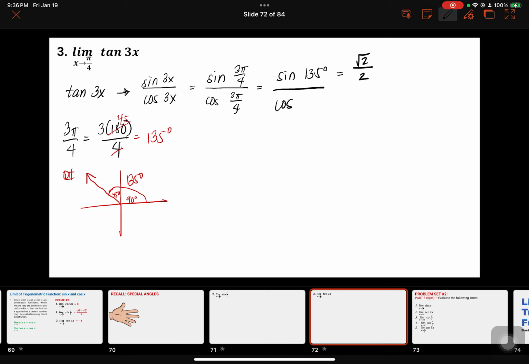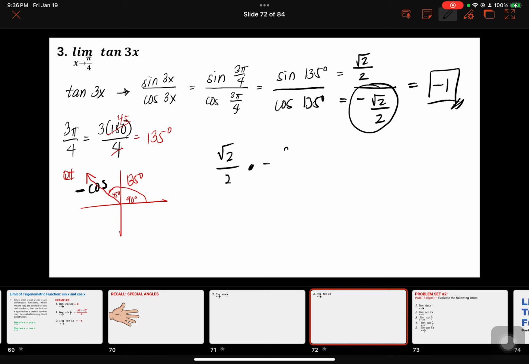Pag cosine naman, diba sa cosine nababago kasi nandito na siya, negative cosine na to. So, negative square root of 2 over 2. So, simplifying this, di ba, magiging equal sa negative 1. Paano naging negative 1? Square root of 2 over 2 times reciprocal po neto, negative 2 over square root of 2. Cancel, cancel, 1, cancel, cancel, 1. Pero may negative, so magiging negative 1.